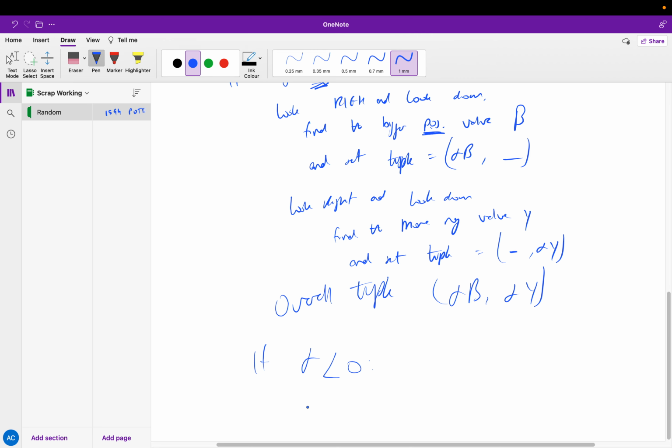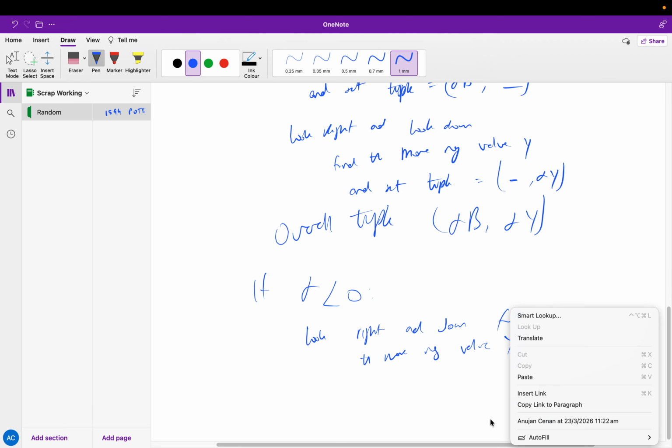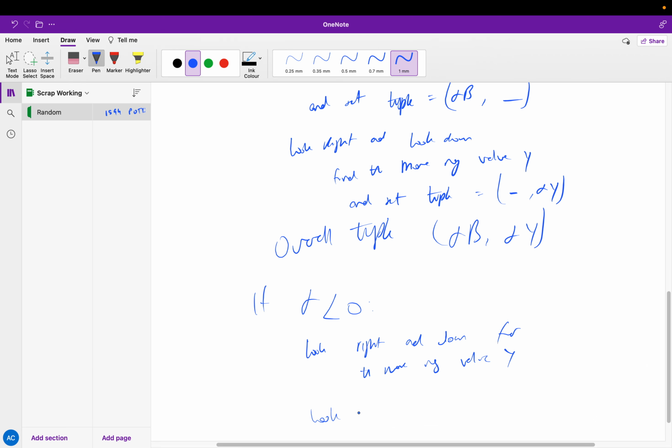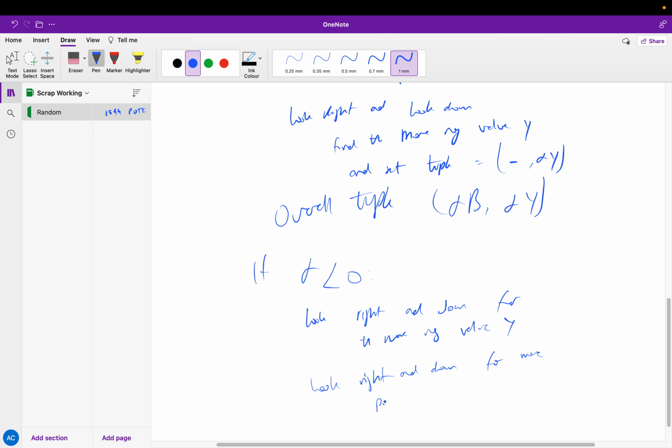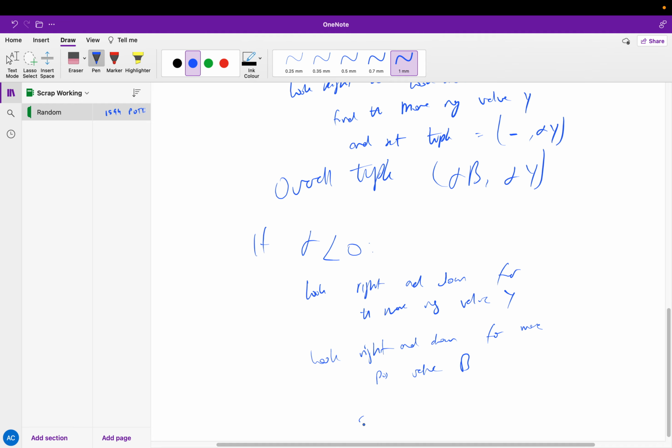Then basically swap it around. Look right and down for the more negative value gamma. Look right and down for the more positive value beta, and then set the tuple to be alpha gamma, alpha beta. So we swap these around using the positive value for the negative side, because alpha itself is negative.